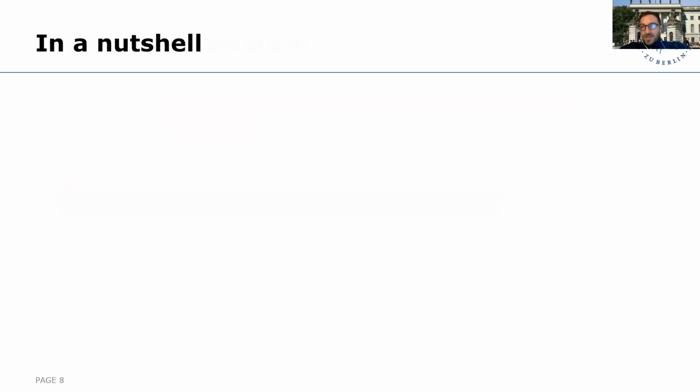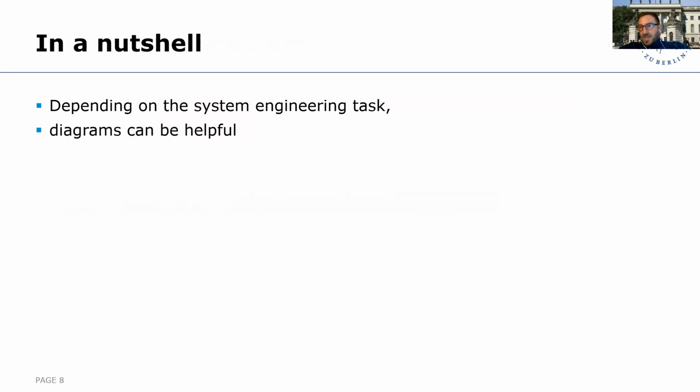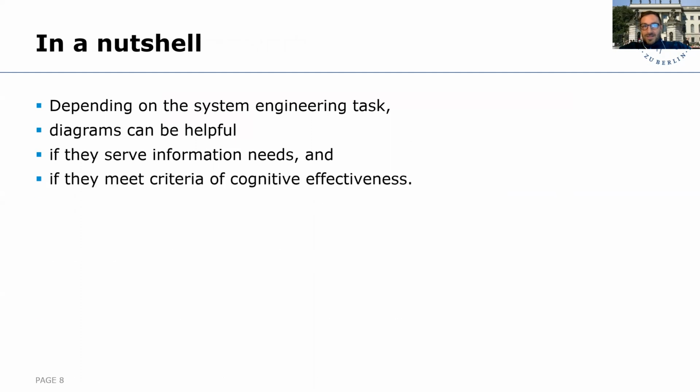So the overall argument that we bring forth in this tutorial and also in this recent paper is that, depending on the system engineering task you're looking at, diagrams can be helpful if they serve the information needs of that particular task and if they meet criteria of cognitive effectiveness. That is the key question that I want to discuss with you. How can we actually talk about cognitive effectiveness, and what is the big spectrum of criteria that come into play here? All right, so let's delve into that in a little bit more detail.